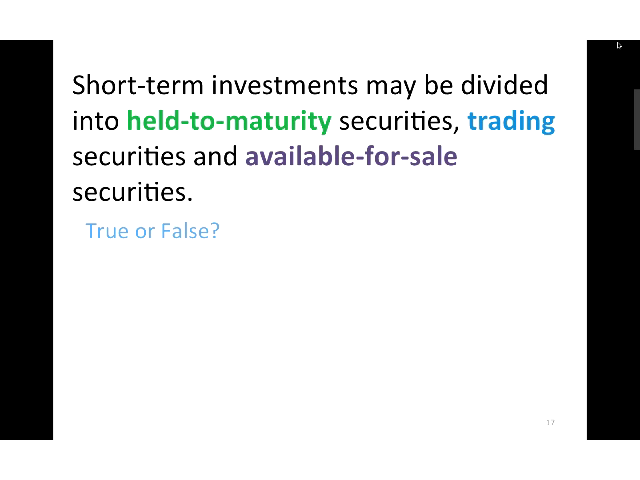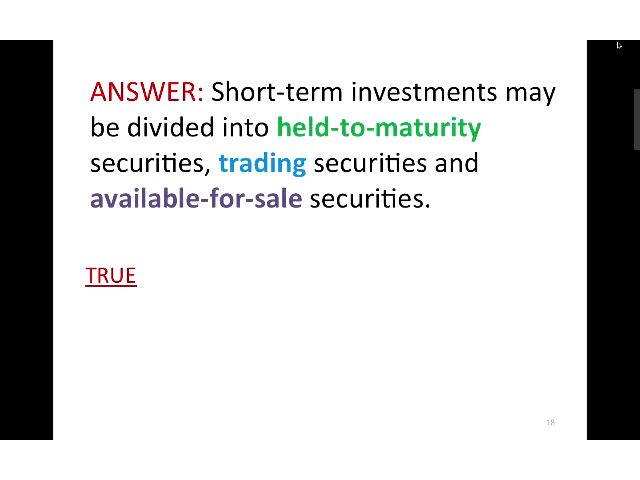So what do you think? True? I wasn't talking for a minute or two. I was waiting for people to write this down. I did get answers now. Got a bunch of trues, and it definitely is true. There are 3 categories of short-term investments: held to maturity, trading securities, and available for sale securities.